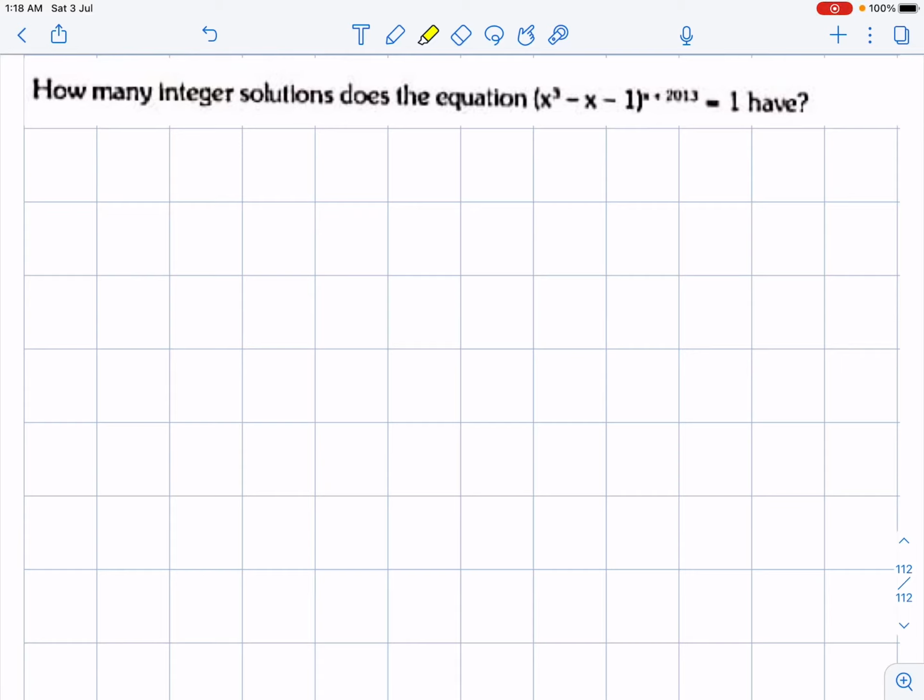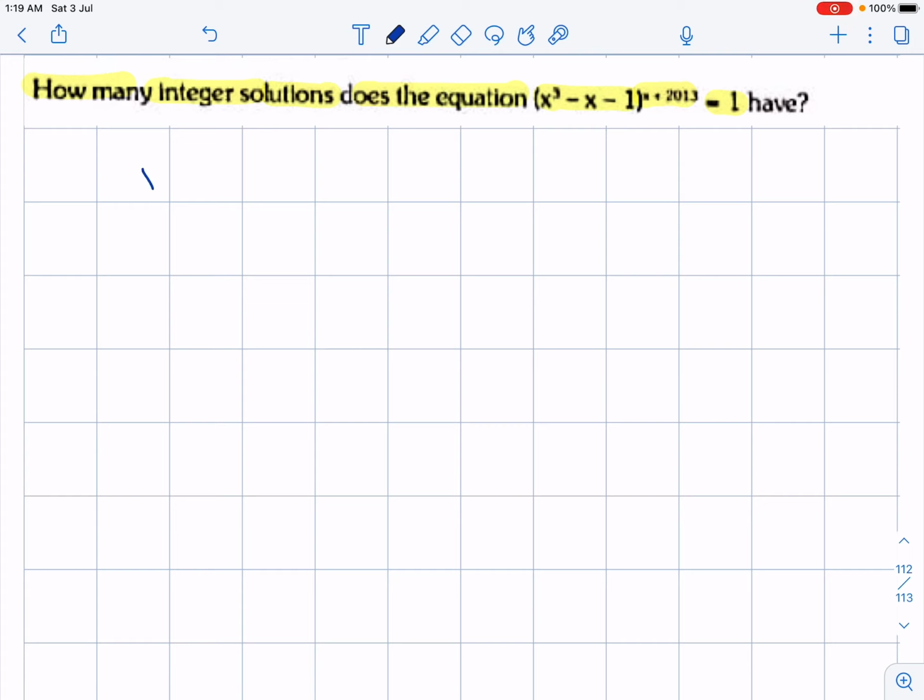So continuing our problem solving series in polynomials, we'll be going to make this 27th question of polynomial written on the screen. How many integer solutions does the equation (x cube minus x minus 1) whole to the power (x plus 2013) is equal to 1 have? So guys, any number to the power 0 is equal to 1.